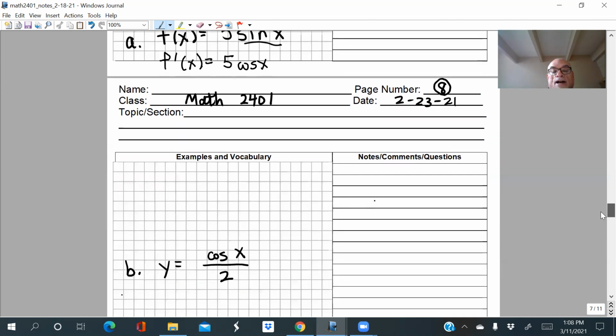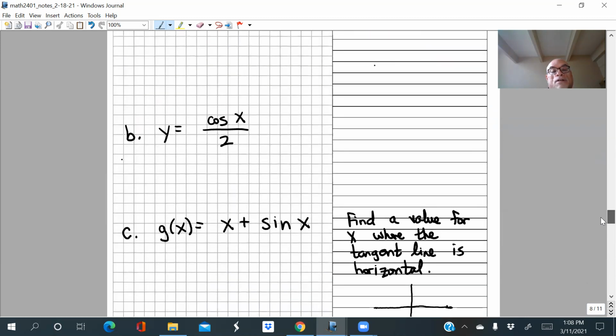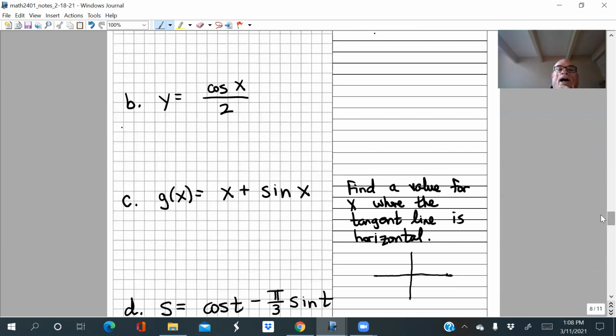It doesn't involve a lot of ugly algebra and so forth. Let's look at this one. y is cosine of x over 2. So we want to find the derivative, dy/dx, or you can also write that as y prime if you want to use the prime notation. Before you find the derivative here, I would suggest slightly rewriting this. You really don't have to, but I would write this as 1/2 times cosine of x. So cosine of x over 2 means the same as 1/2 times cosine of x.